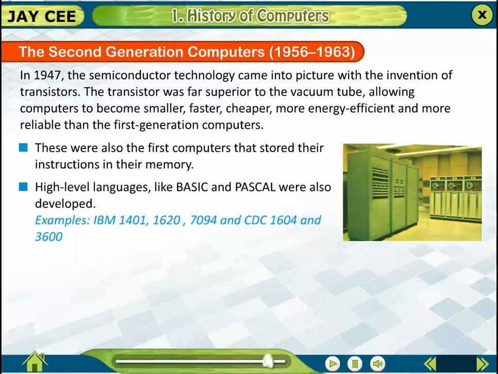Examples: IBM 1401, 1620, 7094, and CDC 1604 and 3600.